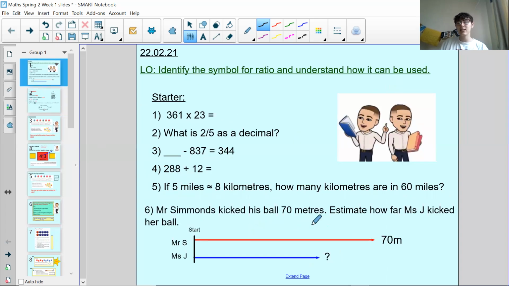I'll go back to the first slide for number 6. Mr. Simmons kicked his ball 70 meters. Estimate how far Miss J kicked her ball. You can see Mr. Simmons here, up to about 70 meters. If I had a rough look, 10 meters, 10 meters, 10 meters, 10 meters, 10, 20, 30, 40, 50, 60. So I'd maybe put 50 as my estimate. I'd say between 45 and 55 is a good estimate. Well done on that question.